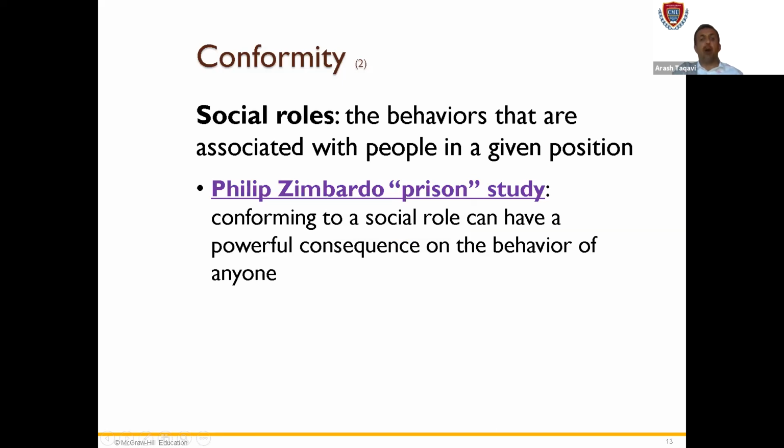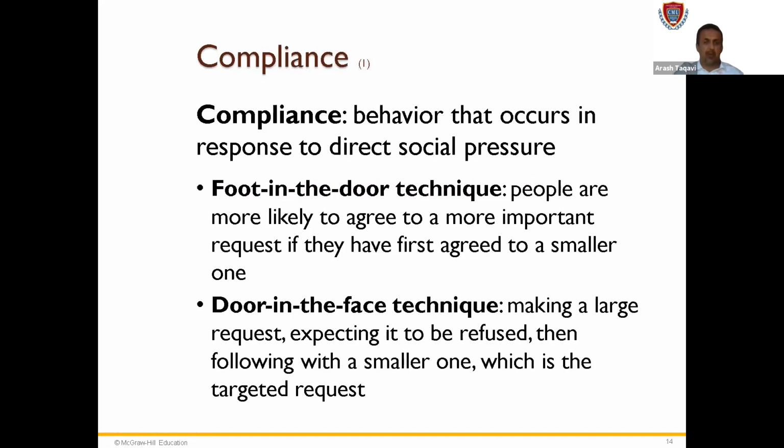Conforming to a social role can have a powerful consequence on the behavior of anyone. Sometimes you see that people accept new social roles. For example, your father becomes the boss of the company, and after that, you see your father's behavior has changed as a father, not as a boss. You say, okay, congratulations, but you are still my father. But the paternal roles have been changed in the home among the family members. It is the effect of social roles on personal behavior, and at the maximum degree, it was in the Stanford Prison Experiment.